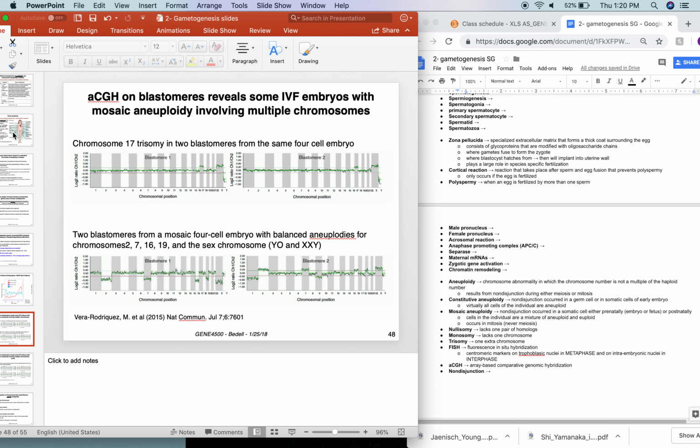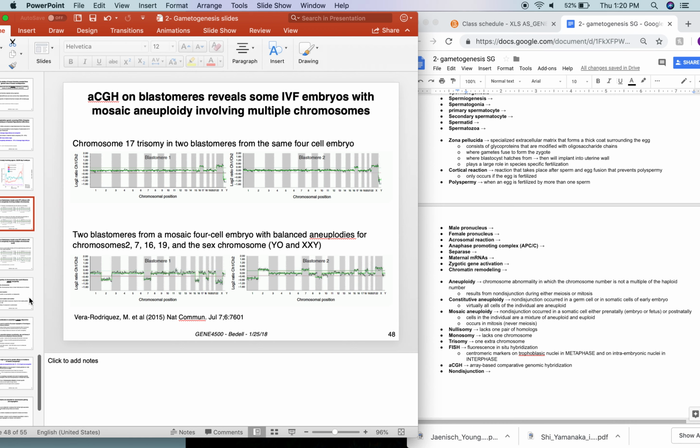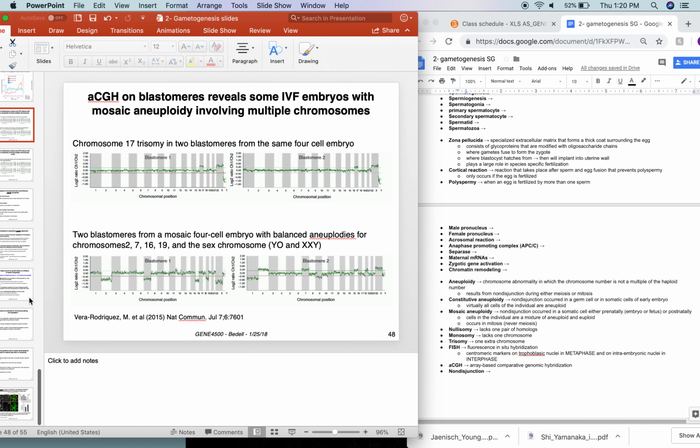So these are examples of the mosaicism that is being seen with these blastomeres in IVF clinics. This is one individual, but look, blastomere 1, blastomere 2. This is from a 4-cell embryo. This one happens to be identical. So at least these 2 out of the 4 appear to be constitutive. Look at this one. Chromosomes 2, 7, 16, 19, and the sex chromosomes.